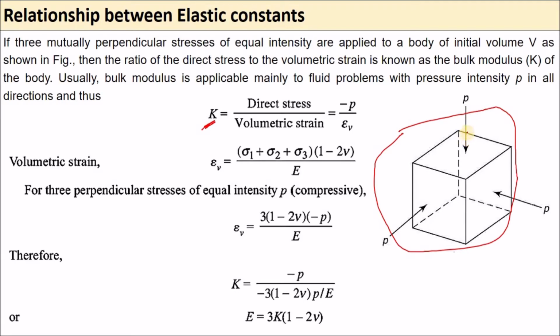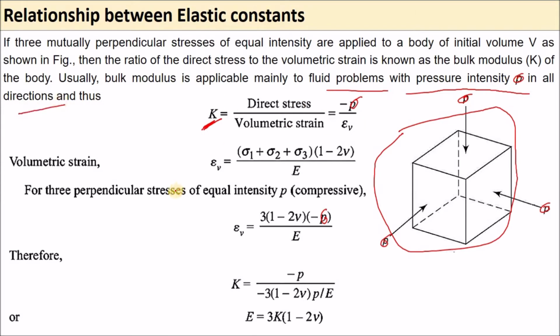If the stress value is the same in all directions, here it is written as small p. You can also write it as small sigma, no problem. If the same amount of stress acts from all sides, then direct stress sigma divided by volumetric strain EV is known as bulk modulus. Usually bulk modulus is applicable mainly to fluid problems, with pressure intensity sigma in all directions.